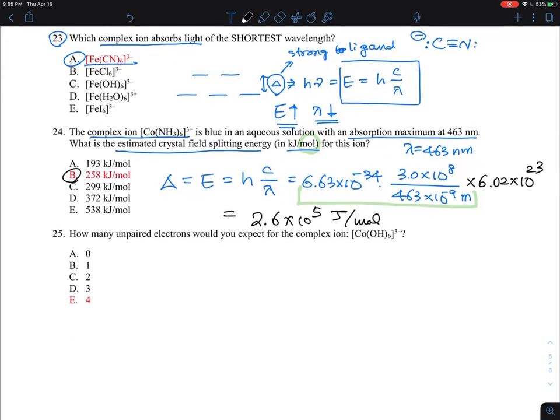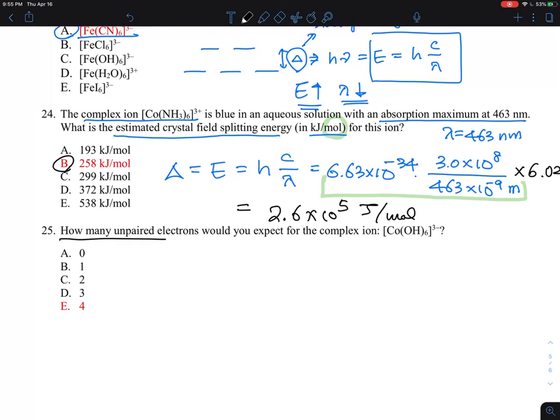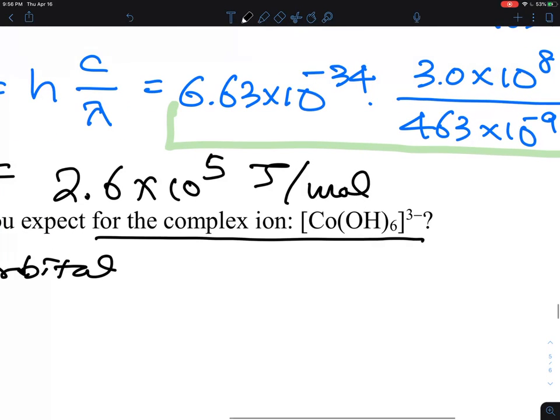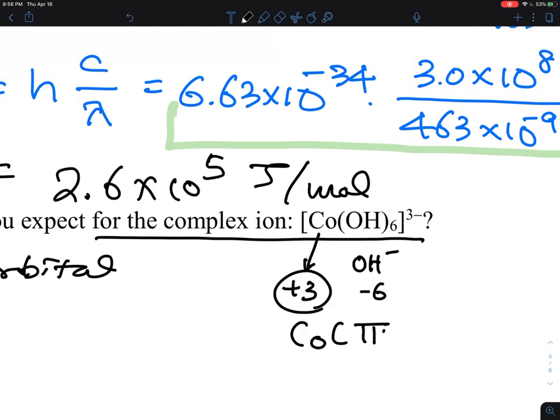Number 4 is the last one: how many unpaired electrons? I don't like this problem because it should say in the d orbital. What would you expect from the complex ion cobalt OH 6, 3 minus? The most important information is that OH, hydroxide, has a minus charge, and there are 6 of them. So minus 6 charges from this side, and therefore your cobalt should have a plus 3 charge. So we are talking about cobalt 3 plus.